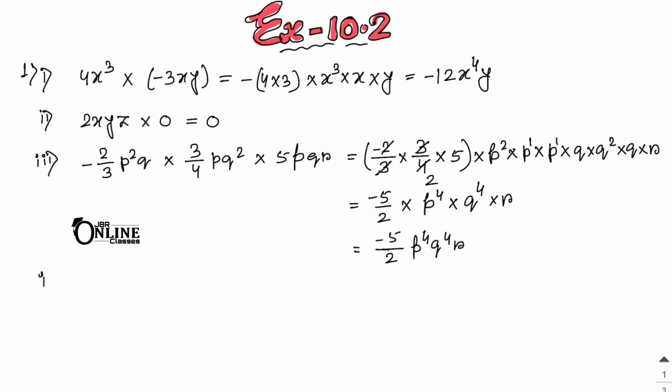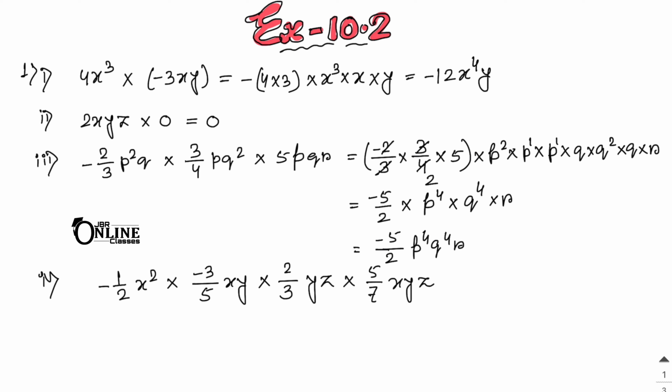Now next, number 4. In number 4 you have minus 1 by 2 x square, into minus 3 by 5 xy, then again into 2 by 3 yz, and then the last one 5 by 7 xyz. One thing, how many negative signs are there? There are two negative signs. So negative into negative becomes positive, so your answer will be positive.